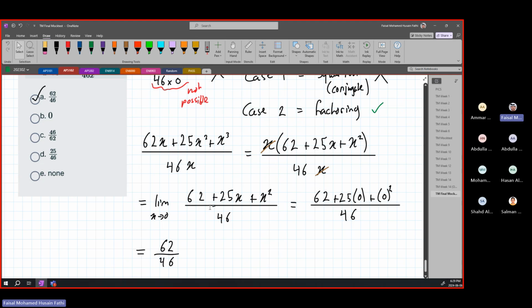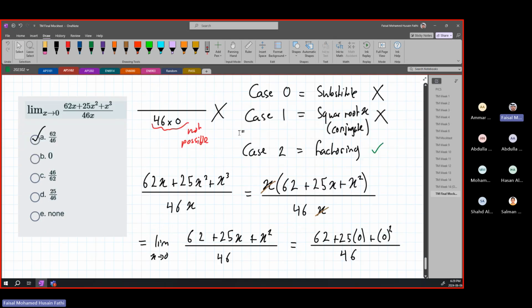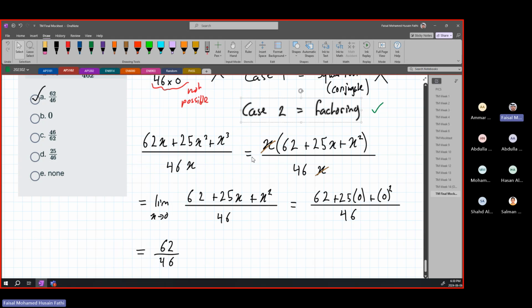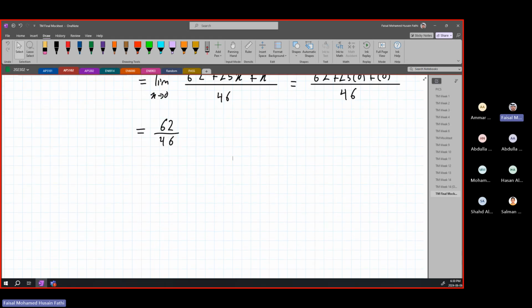All right. Again, you're going to go through your cases. The first case is just direct substitution. We substituted, not possible. Then we go to our next case. Case 1 is a square root, and you use your conjugate if you have the square root of x. All right, so I'm just going to write square root x. Do we have the square root of x anywhere here? No, so we cannot use case 1. Then we move on to case 2, which is factoring. Can we factor? Yes, we can. We do that, simplify, and then find our final answer. All right.